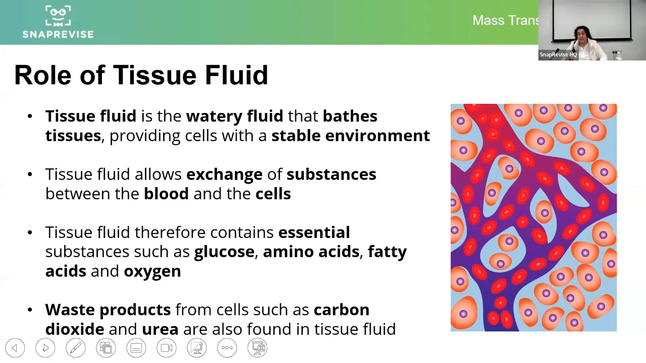It will also, though, contain waste products, because as important as it is for cells to take in nutrients and oxygen, they also have to get rid of their metabolic waste, such as, for instance, urea and carbon dioxide. These are fine to know as examples. Don't worry about knowing any more waste products.